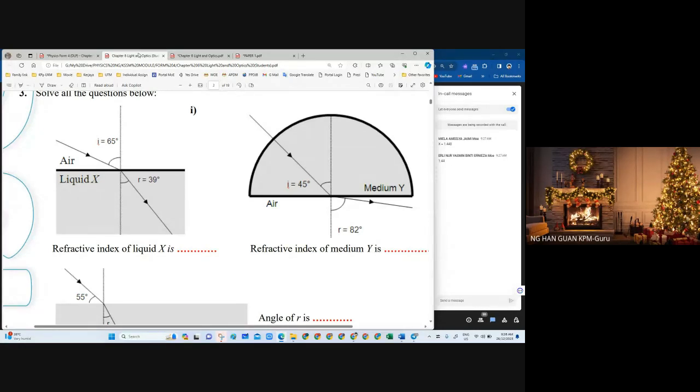But my answer is 1.45. Since 65 divided by 39, so 1.440, so it's 1.44. So my answer is wrong. Okay, 1.44. How about the refractive index of medium Y? The refractive index of medium Y is 1.40. All right.